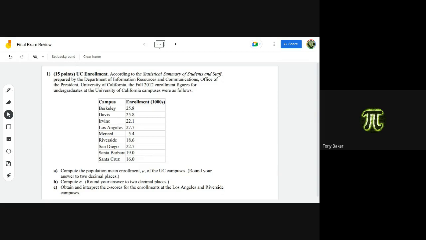All right, so first question, talking about UC enrollment, and they gave you the enrollment of the schools. So the first thing I want you to do is calculate the population mean. And we're also going to have to do the standard deviation for this. So there will be a couple questions, or at least this question on the test, where you have to figure out the mean and the standard deviation. You are allowed to use the website to do that. So that's what we're going to do.